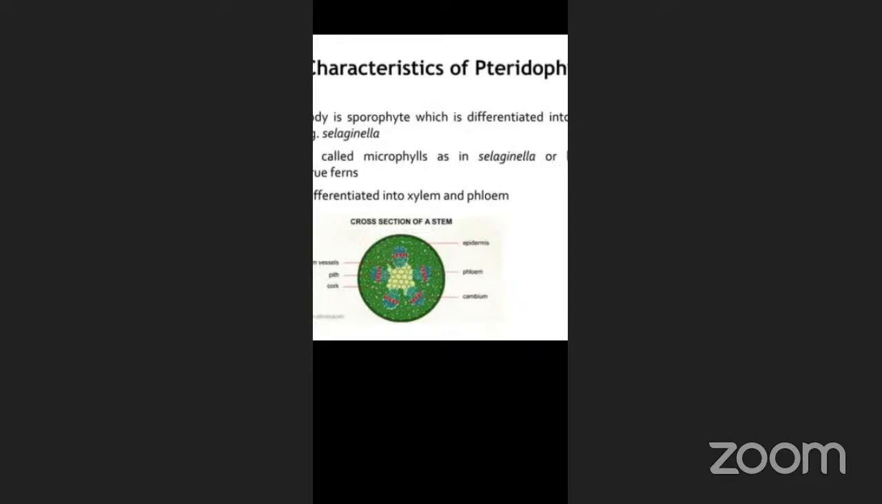Another character is that reproduction is through spores only, which are formed in the sporangia. The sporangia is the reproductive organ of the Pteridophyta. The sporangia develop either on the central surface or the axial surface of the leaves. They are called sporophylls. Sporophylls means those that bear the sporangia. Those leaves we call sporophyll leaves.